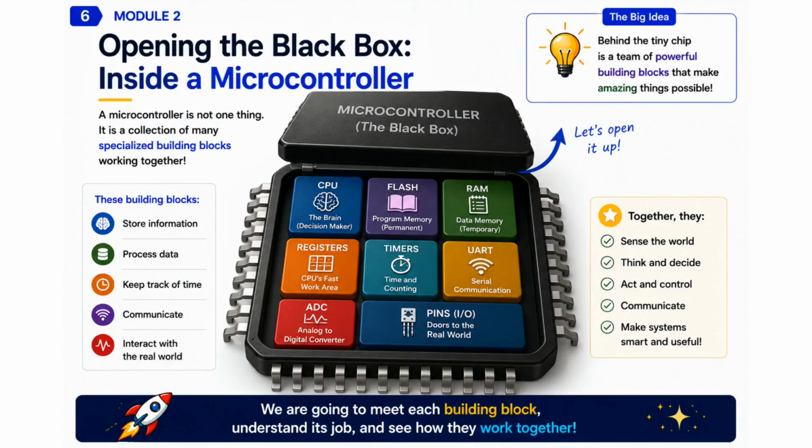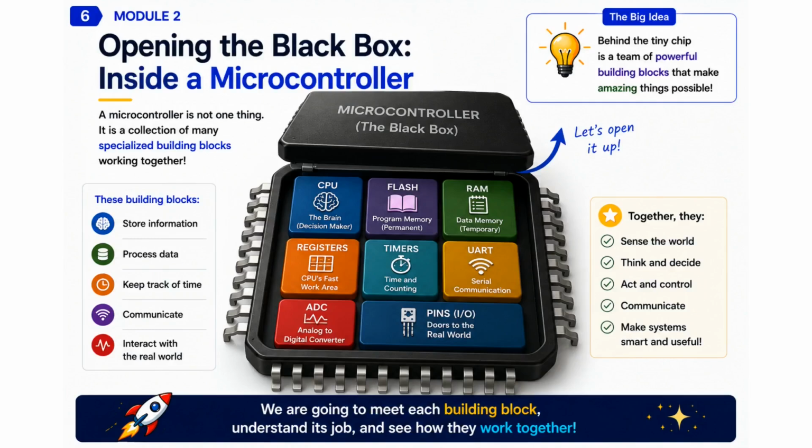Timers help the system measure time, generate delays, create PWM signals, and count events. Communication modules, such as UART, allow the microcontroller to talk to other devices. The ADC converts real-world analog signals, such as temperature, light, or voltage, into digital values that the CPU can understand. And finally, the I/O pins act as doors between the microcontroller and the outside world. They allow the chip to sense, control, and interact with real systems.